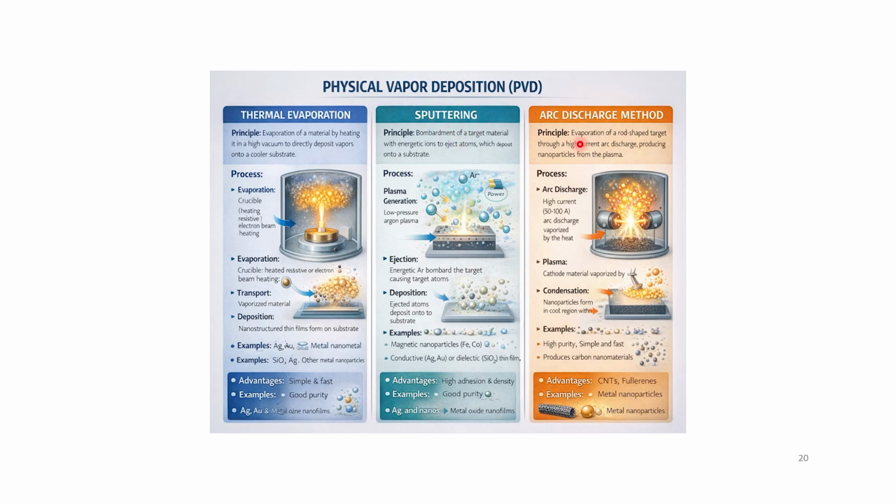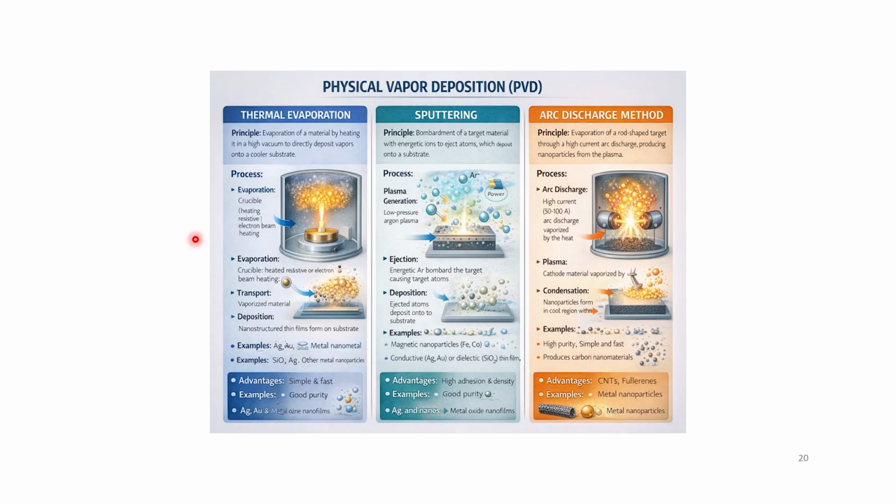Arc discharge method, where evaporation of a rod shaped target through a high current arc discharge produces nanoparticles from the plasma. Here you are putting a very high current, 50 to 100 amperes, from an arc, and you are putting your material over here, and it evaporates instantly and deposits your nanoparticles. It produces your nanoparticles from the plasma.